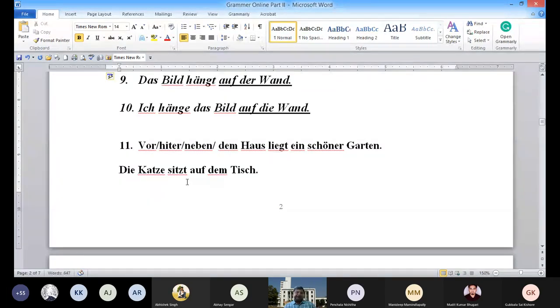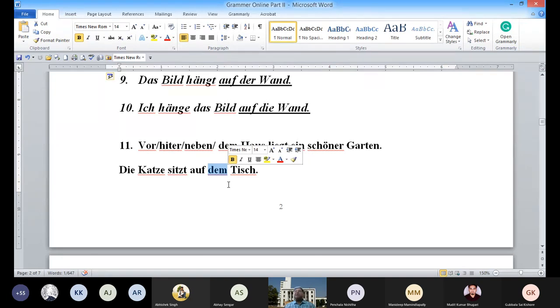Now, if you look at this sentence, die Katze sitzt auf dem Tisch. The cat is sitting on the table. So here auf means on. And why has it become dem? Because already it is just a statement, the cat is sitting there.